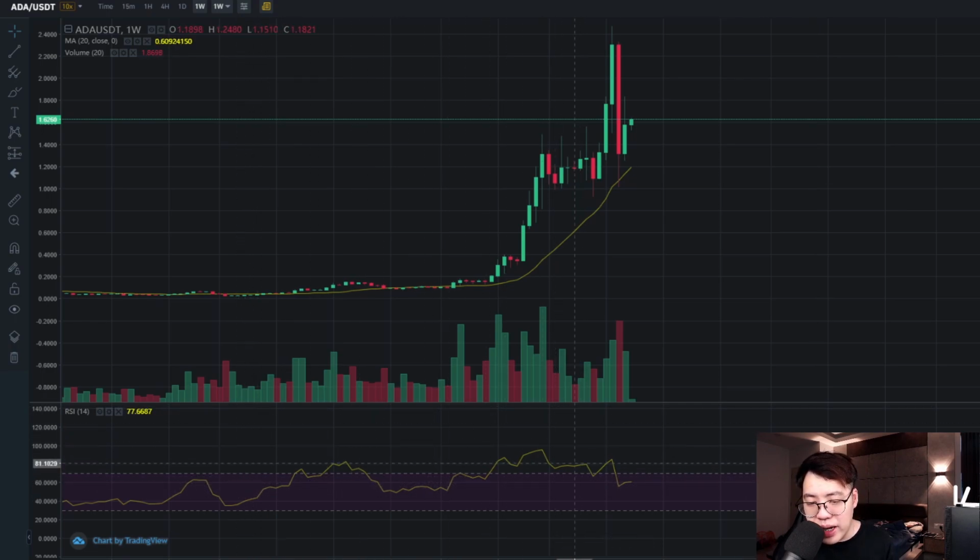Okay, this is the yellow line, right? When the line is above the 50 level, meaning that the buyers are stronger. Whatever is lower than 50, meaning that the sellers are stronger.